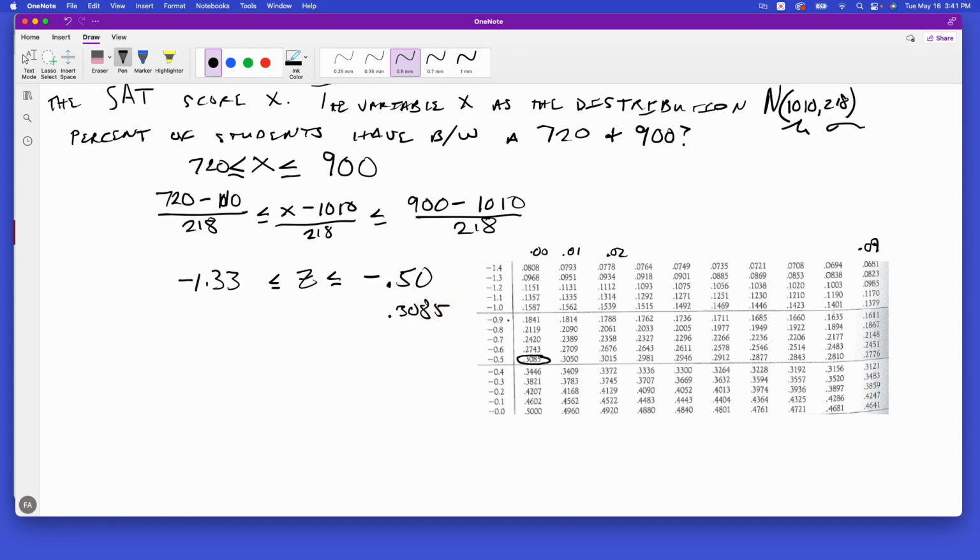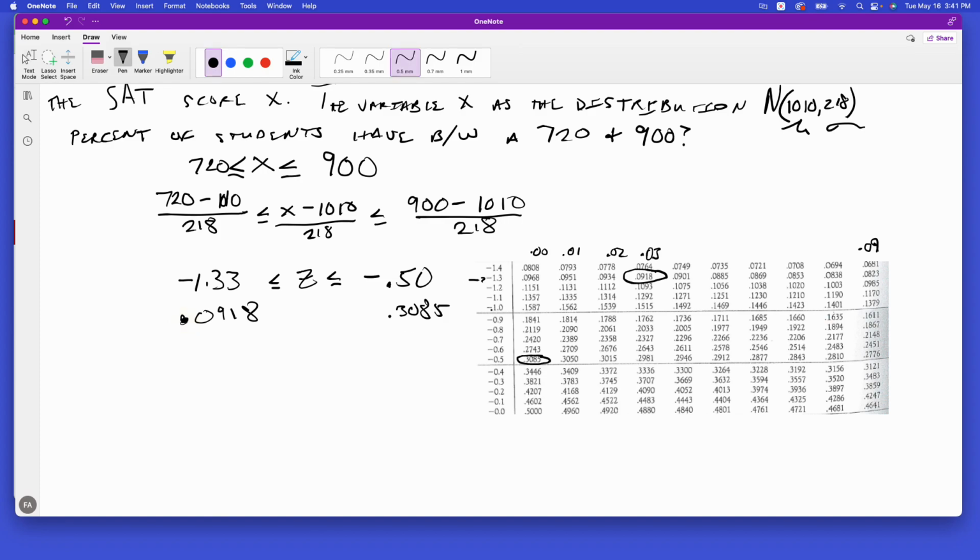Now, the other one we need is negative 1.33. So here's negative 1.3, but we don't have the other 0.03 up there. So we'd go negative 1.33, that's the one right there, meaning this is 0.0918.